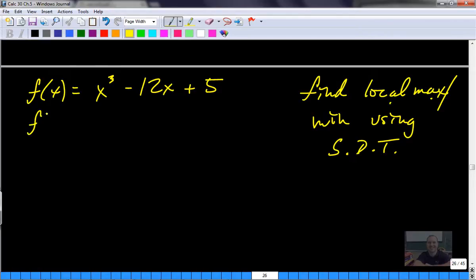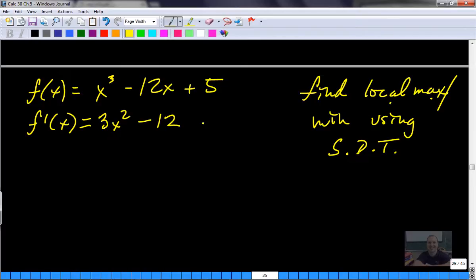All right, so find the first derivative. Pretty easy. What's the derivative of x cubed? Just shout it out. 3x squared. Thank you. And then it's going to be minus what? 12. All right, and then plus 0, right? So just 3x squared minus 12 is the derivative of that cubic function.